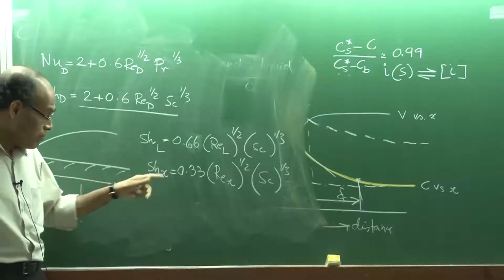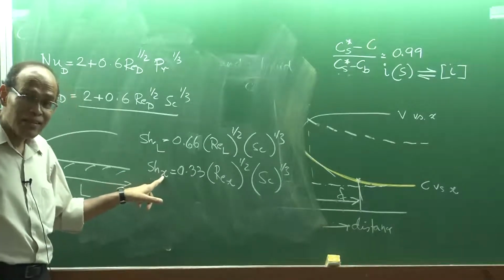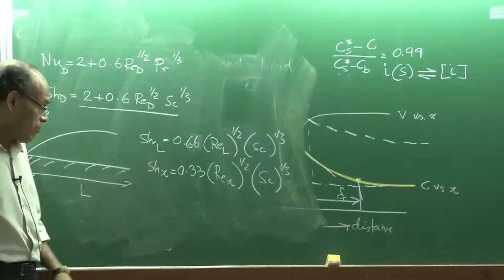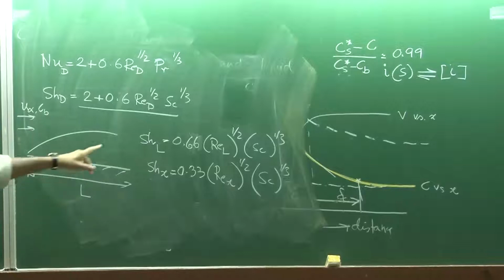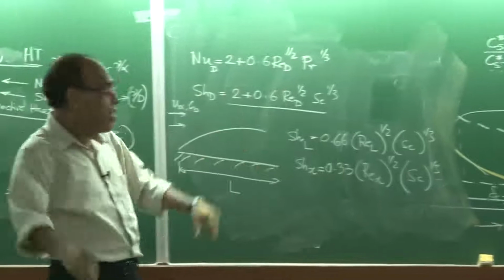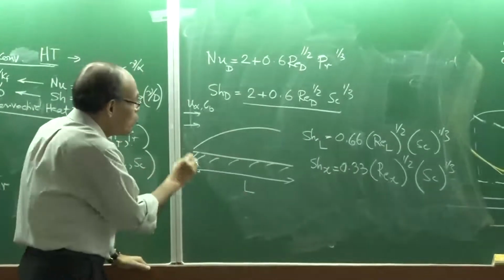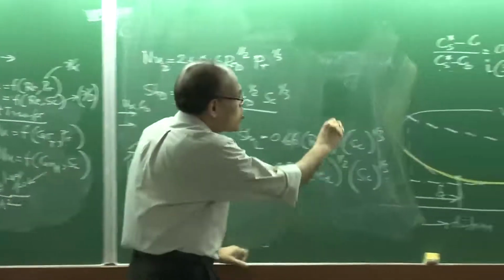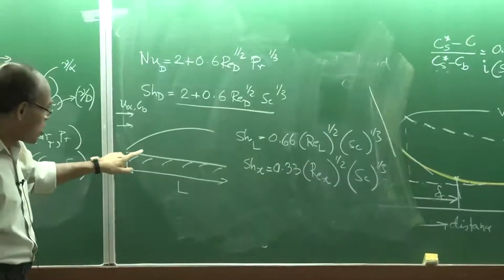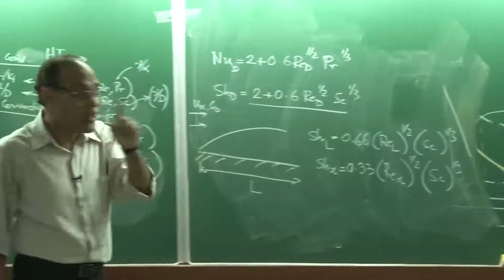So looking at the value, the moment you see x, you can understand that it's a local correlation. If you look at the suffix of Sherwood's represents capital L, so you can say it is an average, because once you have a concentration versus distance, everywhere the slope of the line is going to be changing. The slope of the line here is not the same as the slope of the what line? Concentration versus distance line.